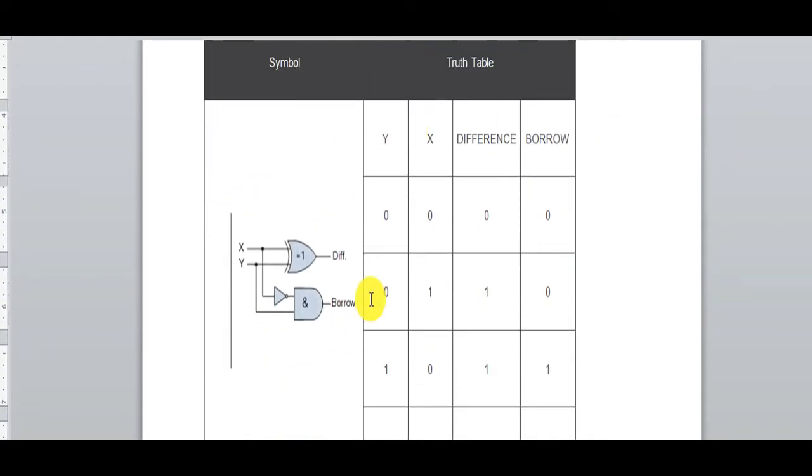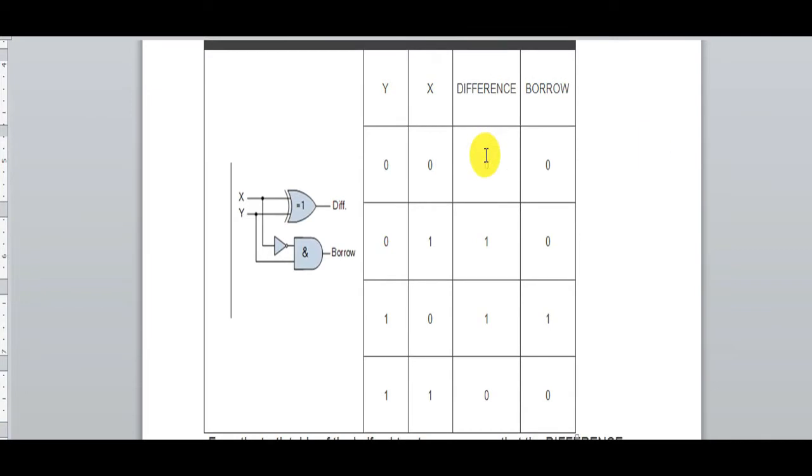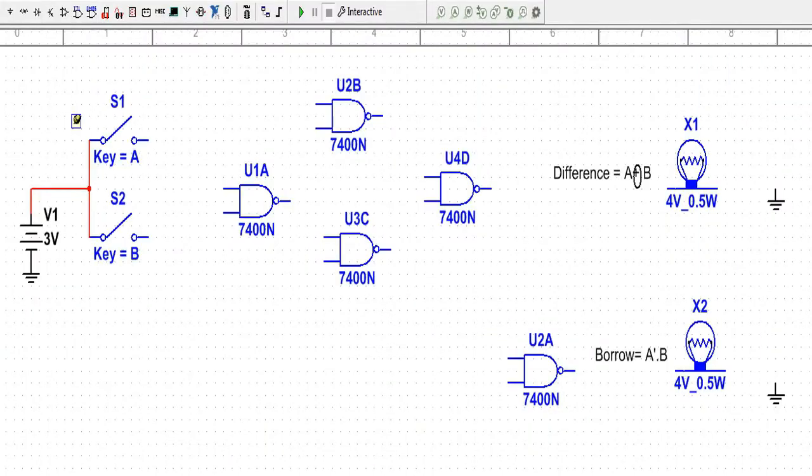So we can realize the subtractor circuit with the help of a XOR gate and a NAND gate. A NAND gate is connected with one NOT gate. And we can see in the truth table that for different inputs we get different outputs. Now we will realize the same truth table using our circuit. So let's start the connection.